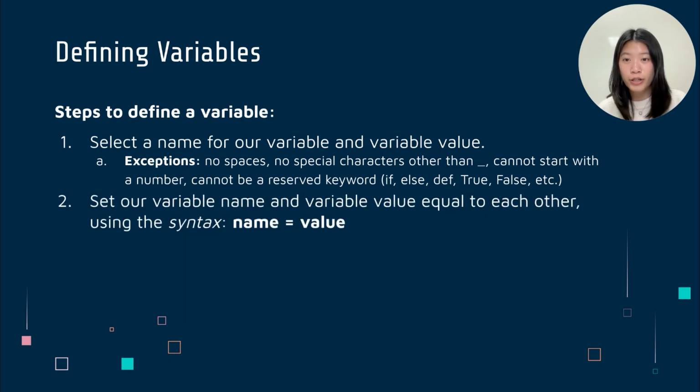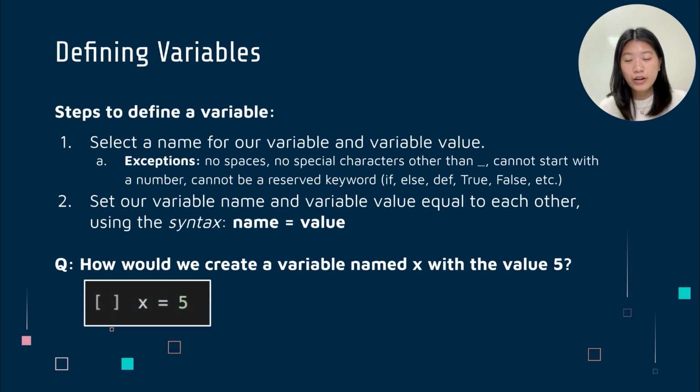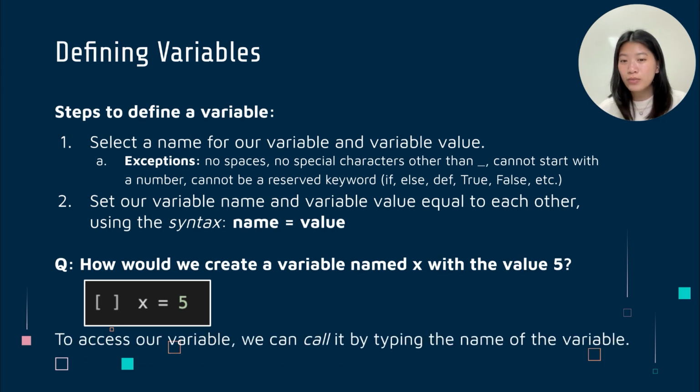So our next step is we're going to set our variable name and our variable value equal to each other using the syntax name = value. So as a practice question, how would we create a variable named x with the value 5? In our compiler, we would type x = 5, and then we would enter. And this would store the value 5 into our variable x. In order to access our variable, we can call it by typing the name of our variable.